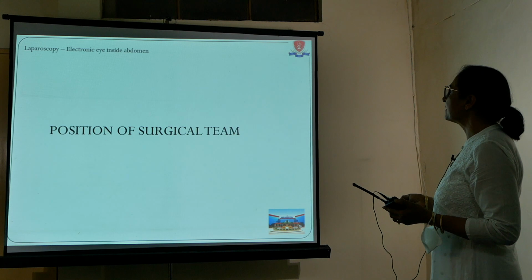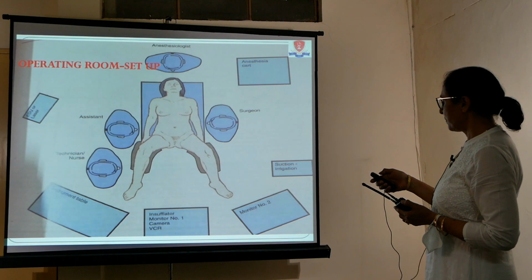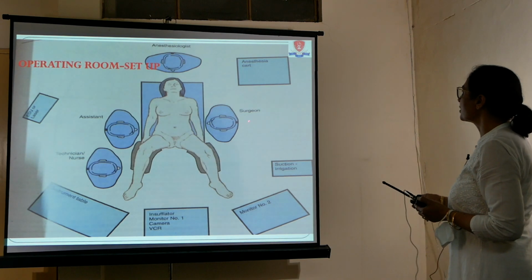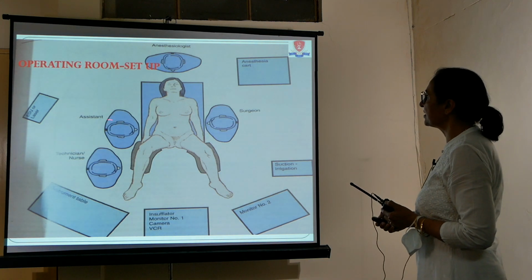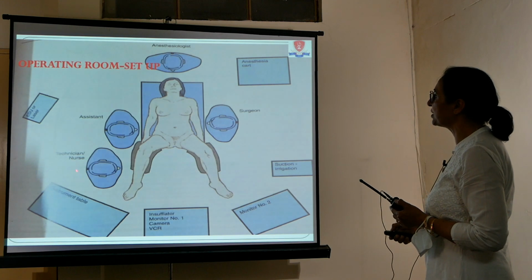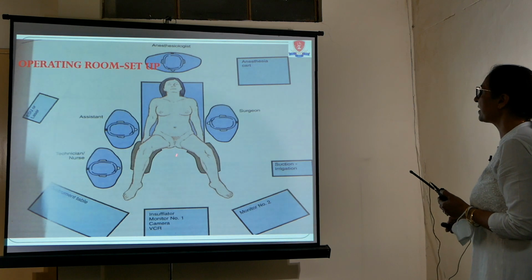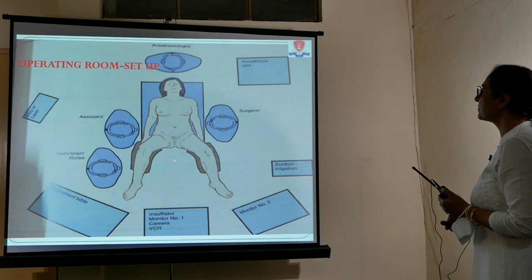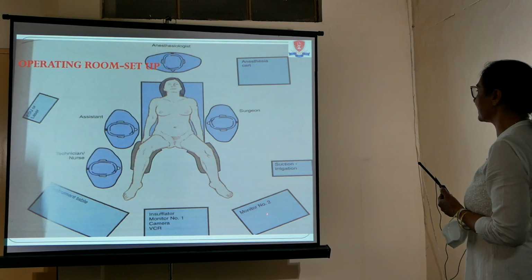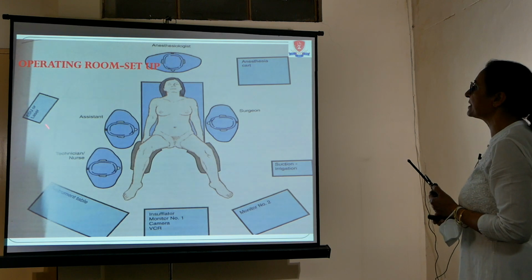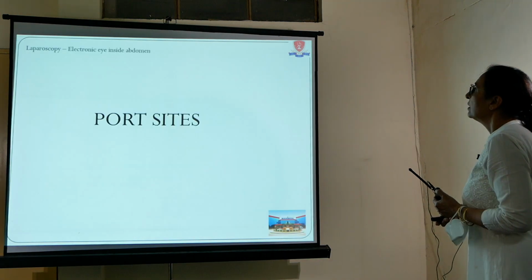Then this is the position of the surgical team. This is very important. This is the patient over here. This is the surgeon on the patient's left side. The anesthesia team will remain here. This is the assistant. This is the technician, scrub nurse along with the instrument trolley. And here there is another assistant that will stay at the vaginal end, and we have 2 monitors. One is for this assistant, and one is here for the surgeon.